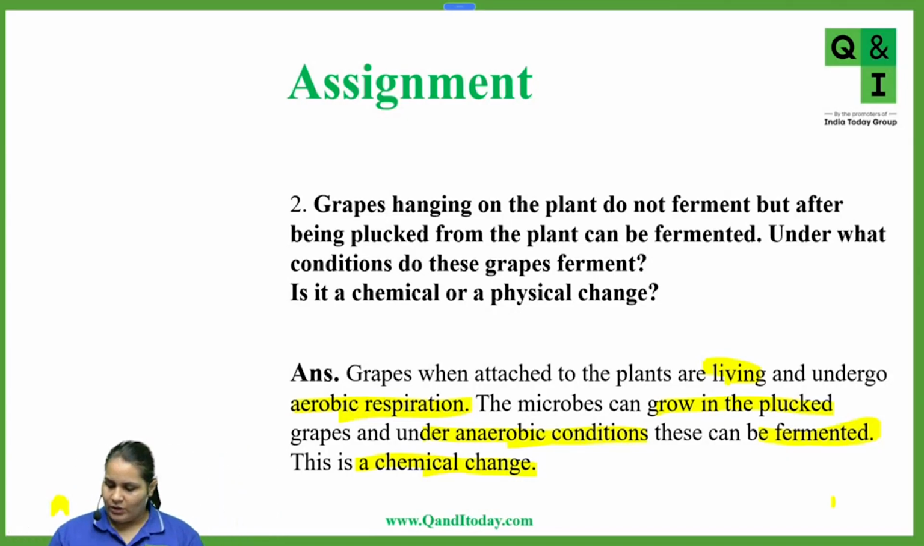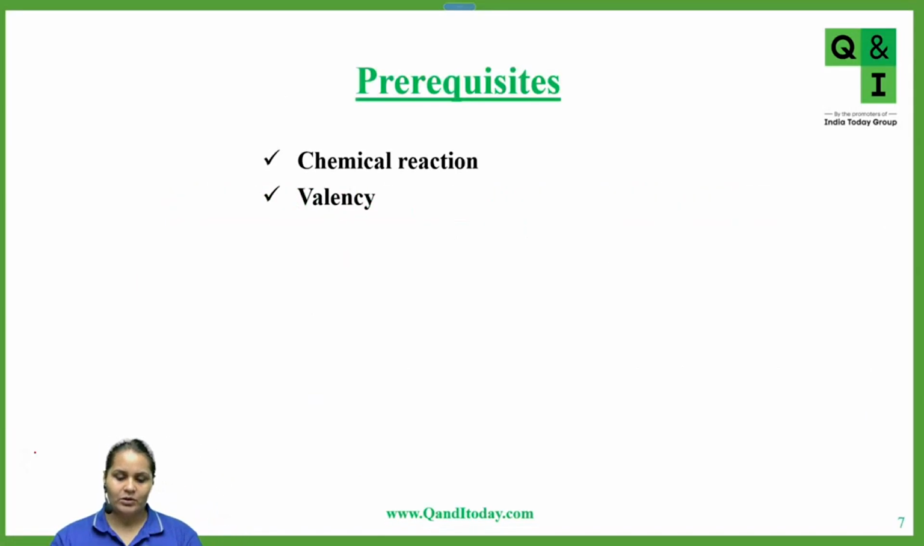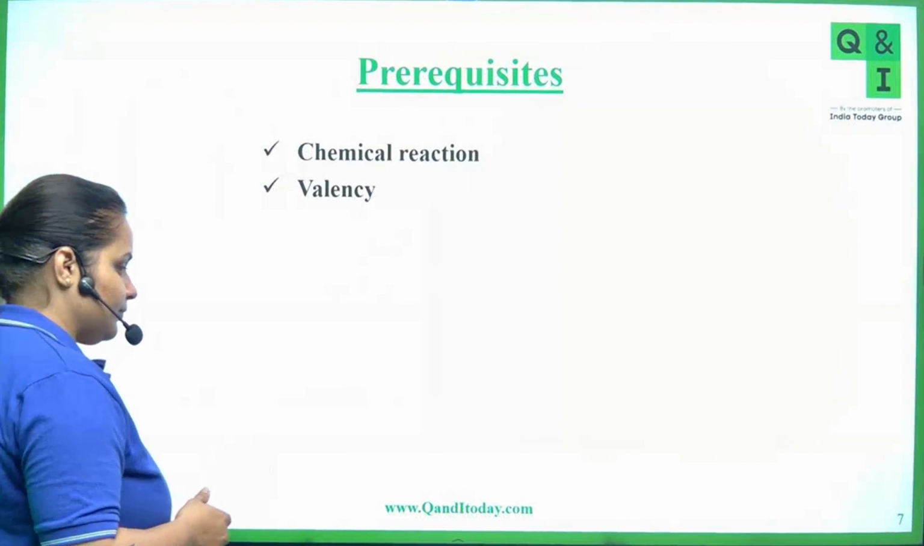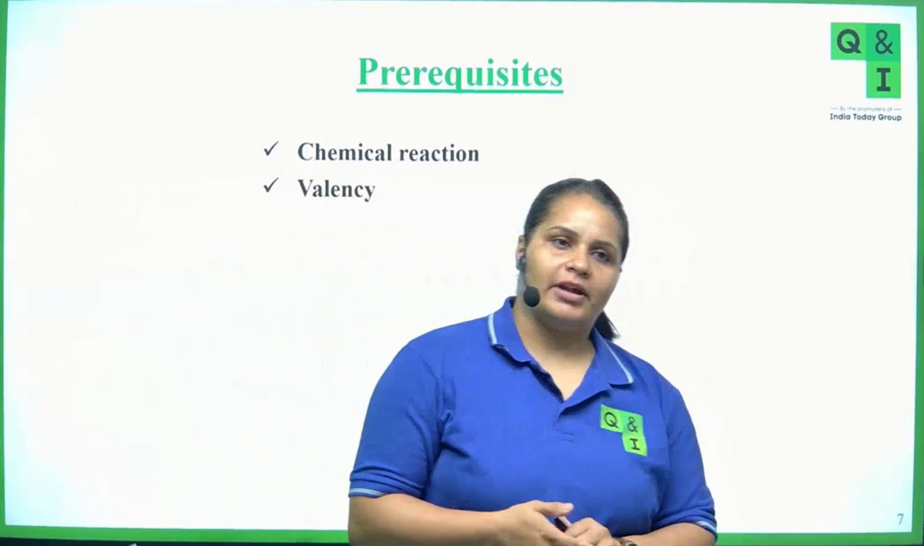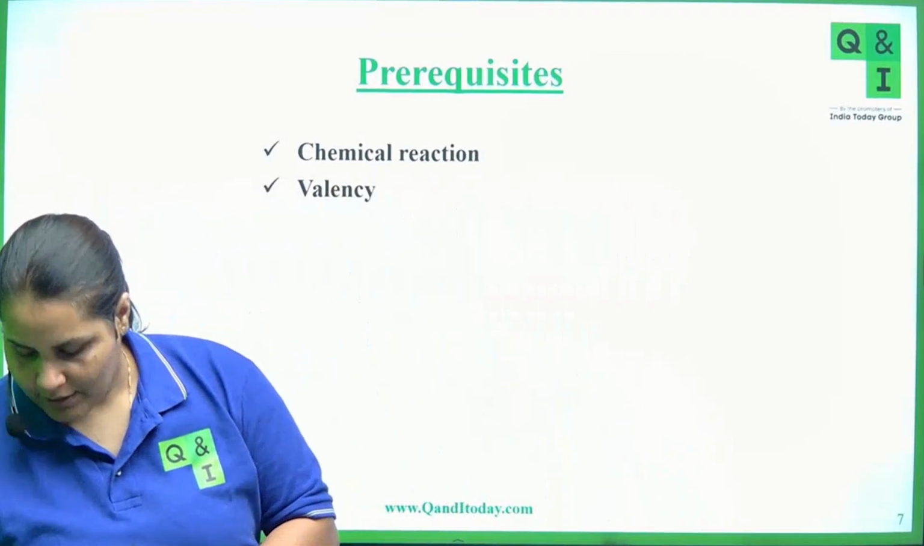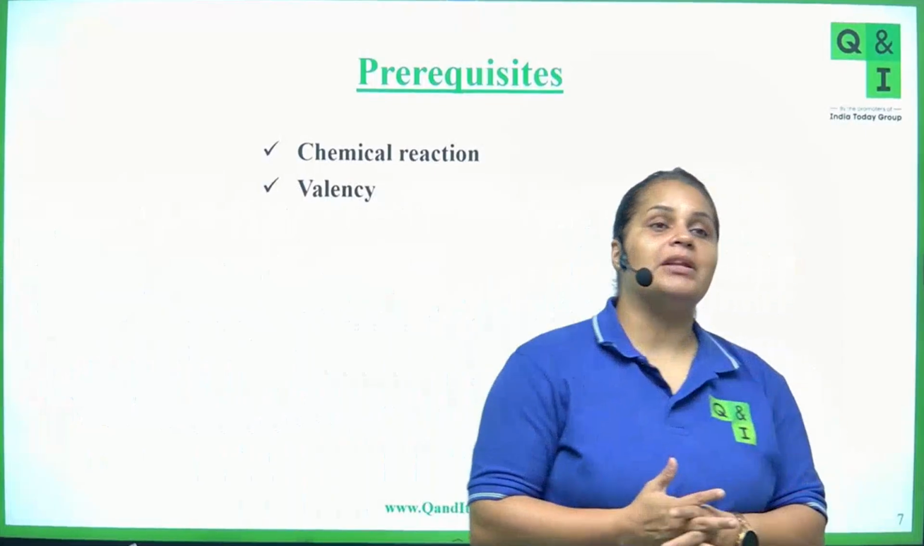Okay, so let's move on to the topic of the day, that is chemical equations, right? The prerequisite: you should know what a chemical reaction is. We discussed it in the last session. Do you know what valency is? The combining capacity of an element. Very good, Jovin. It's the combining capacity of an atom, right? So how do we find the valency of an element?